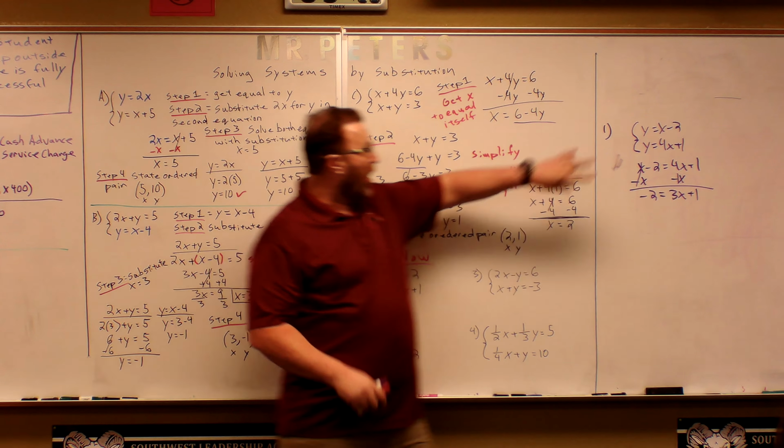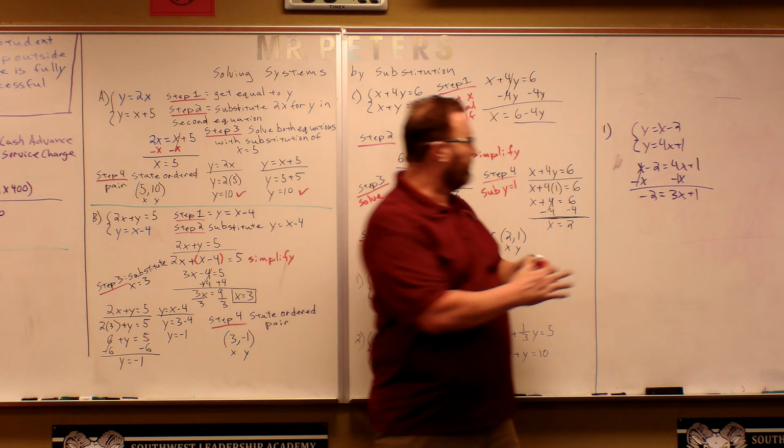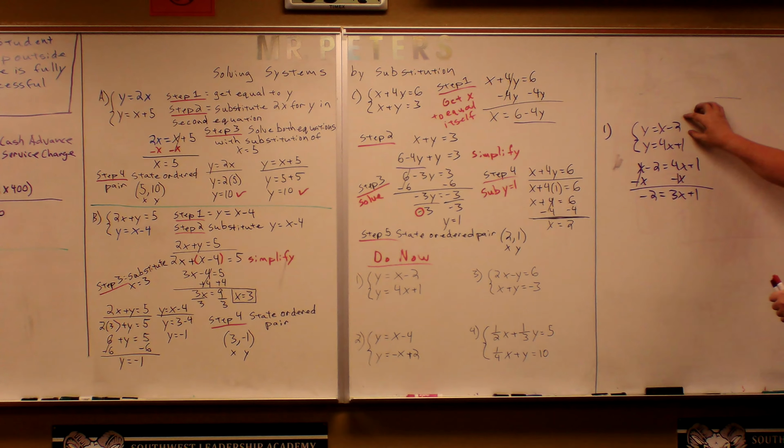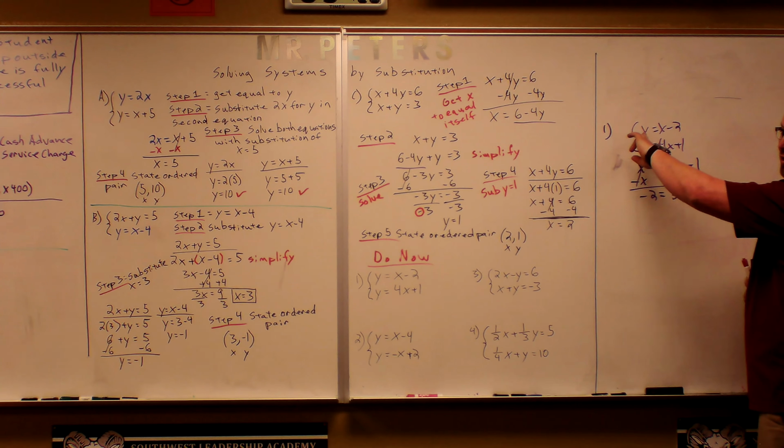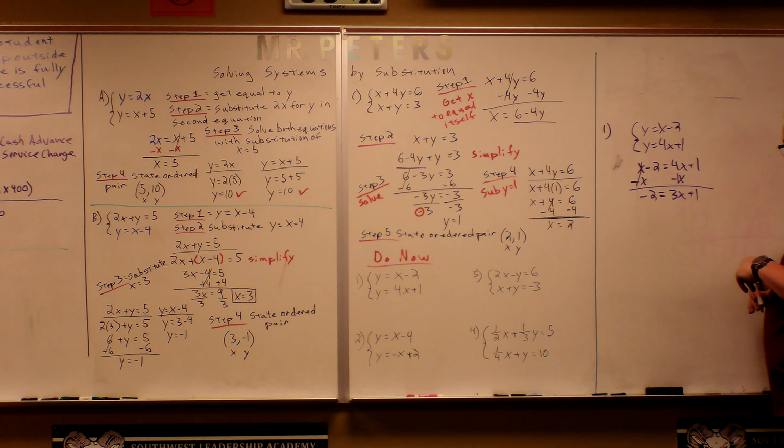Okay. I took these, I made them equal to each other. So I took this equation, I put it up front, and then I put this one next to it. Because these are both equal to y, I can make them equal to each other. That now gets rid of the y's and allows me to solve for x and get x by itself.